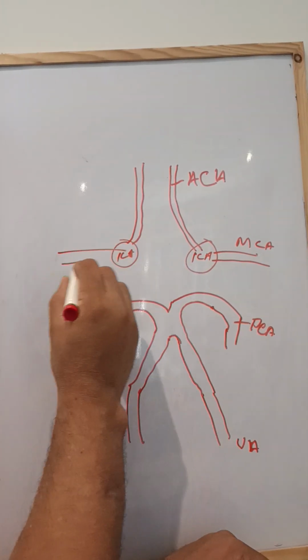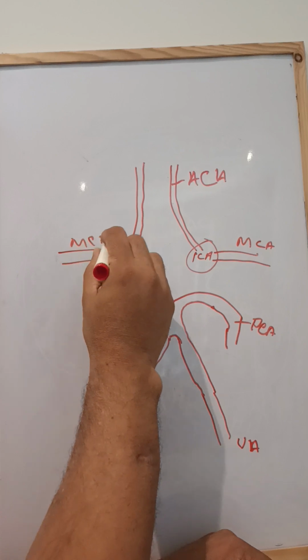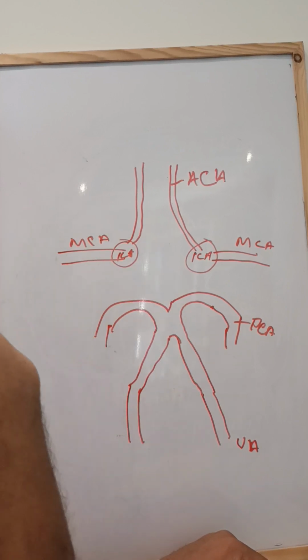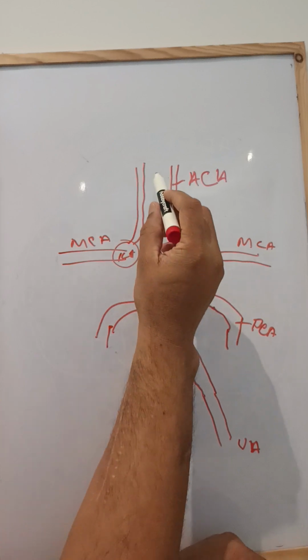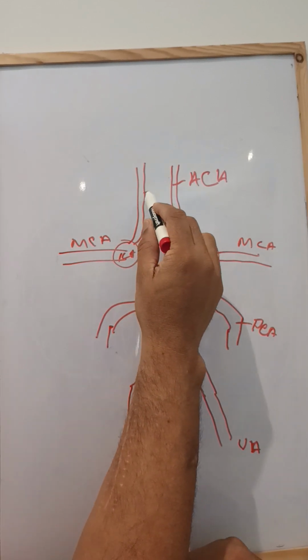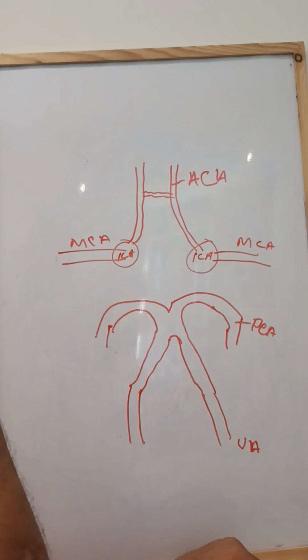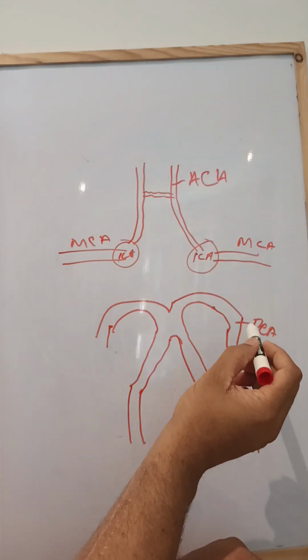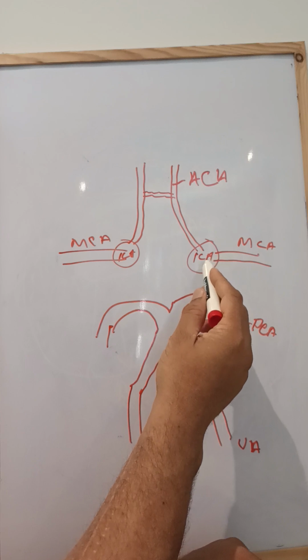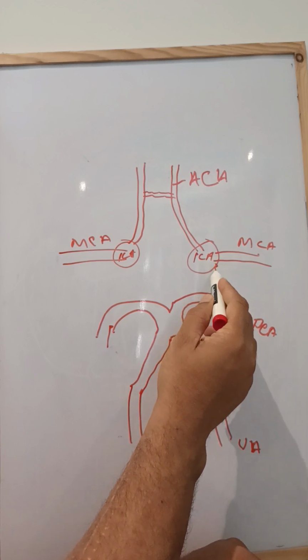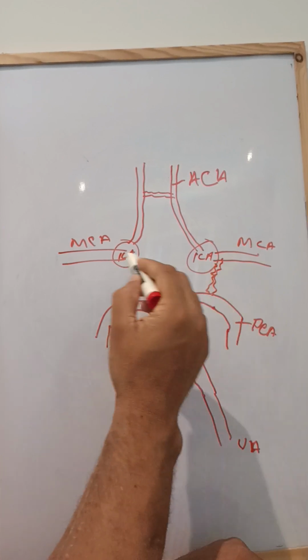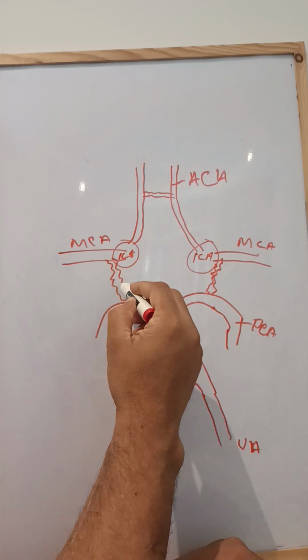Now, here is an MCA. To complete the circle, there is a communicating artery between the anterior cerebral arteries. We can name it the anterior communicating artery. And a communicating artery between the posterior cerebral and the middle cerebral, or ICA, can be called the posterior communicating artery.